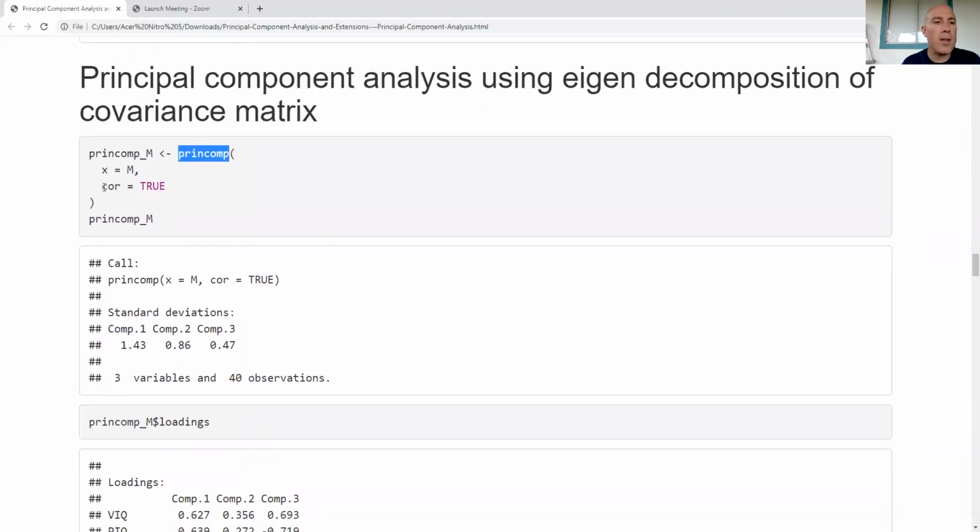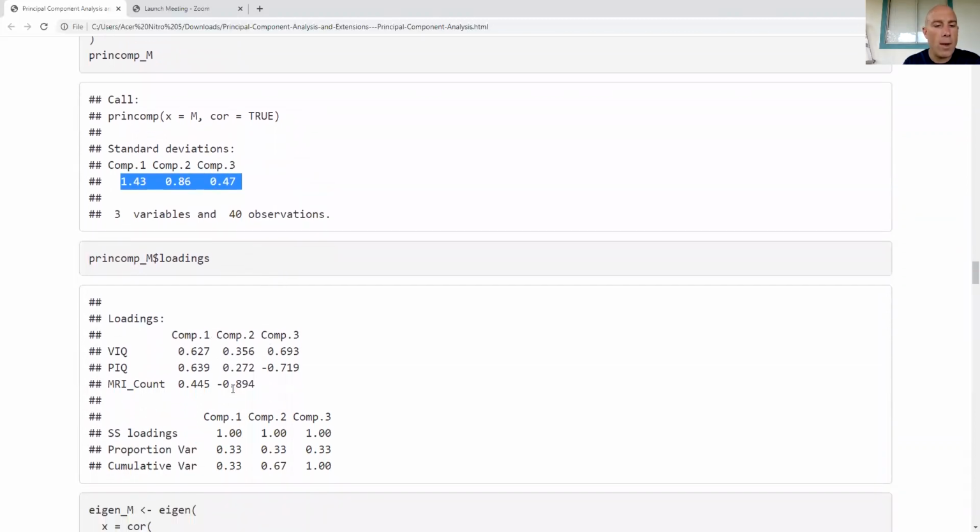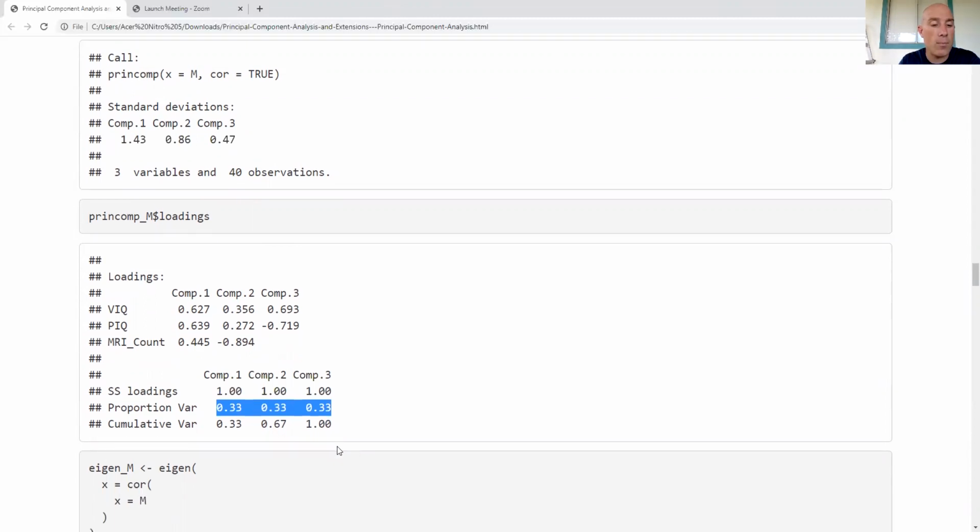Now here I'm saying use correlation instead of covariance. And so here I get my standard deviations. Here I get my loadings. And now we can see the sum of squares of my loadings here. You can see these are all the same, and since they're all the same because of the cor equals true aspect, we have equal proportion of the variance.